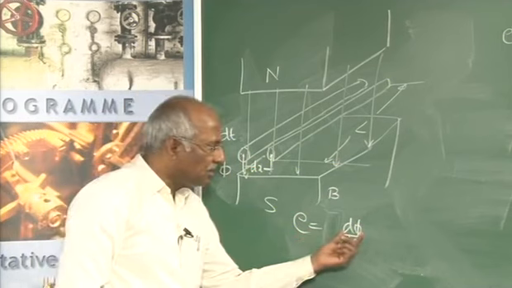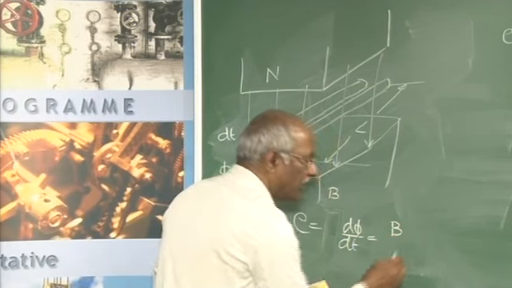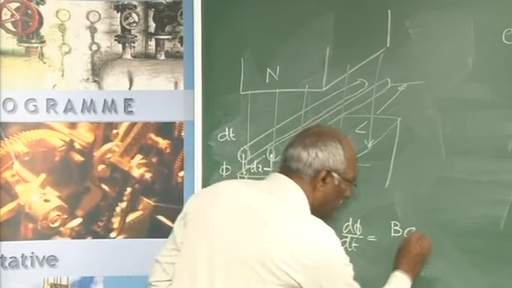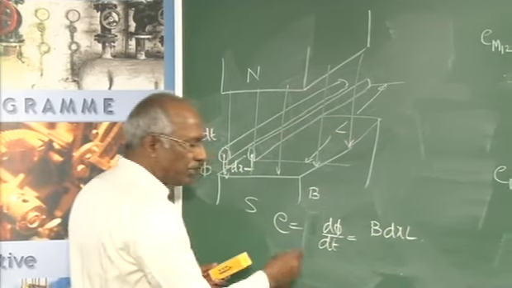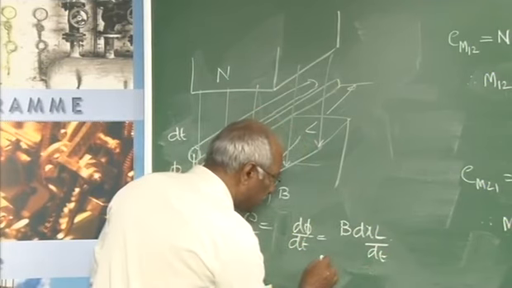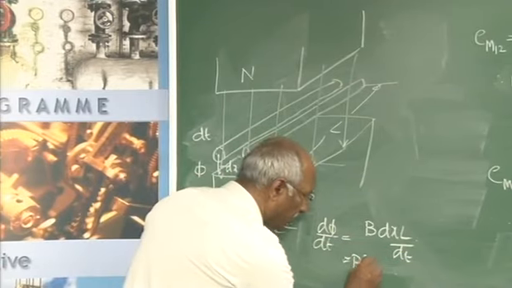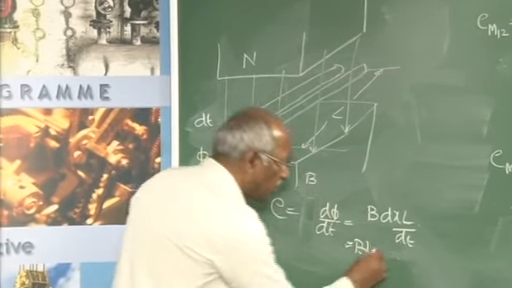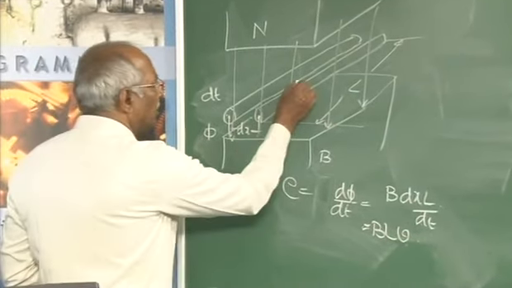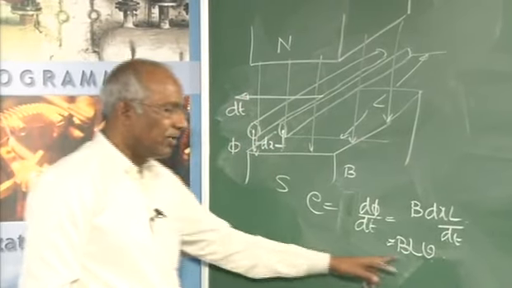In that case, it is the change in flux linkage, which can be written as B into the area covered in this distance dx, and that's nothing but dx into L. That will give you d phi, divided by dt. So this is the same as, as B and L are constant, we can write this as BL times dx by dt. Dx by dt is nothing but the velocity with which the conductor is moving. Thereby, when the conductor is moving at right angles to the lines of force, the EMF induced is BLV.